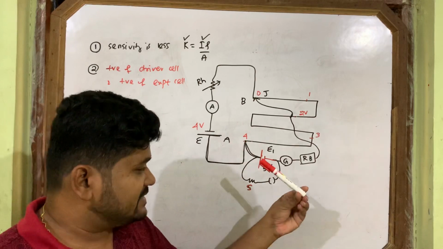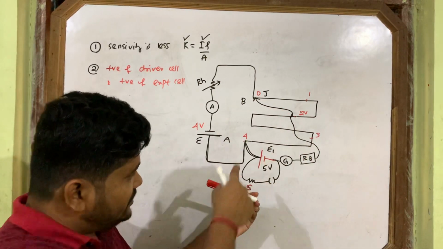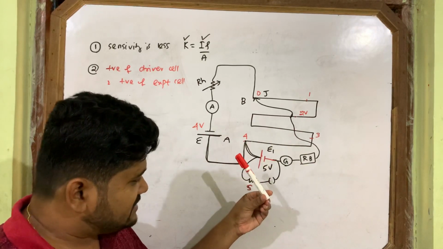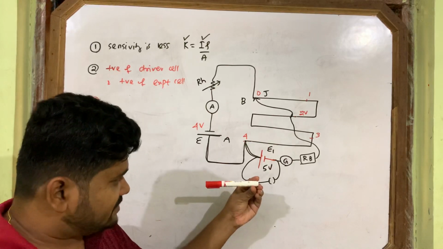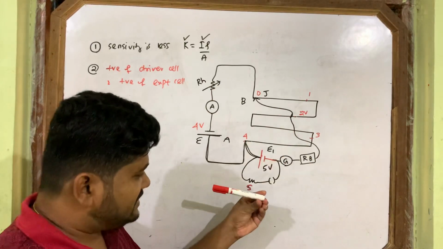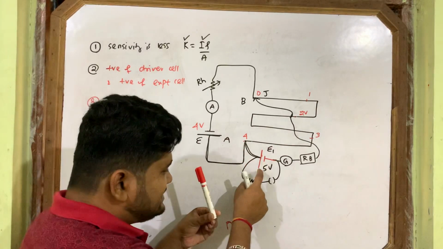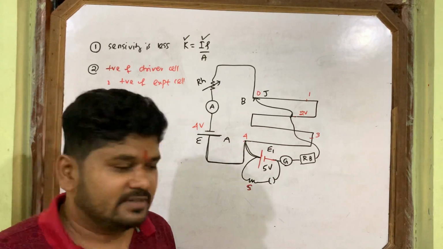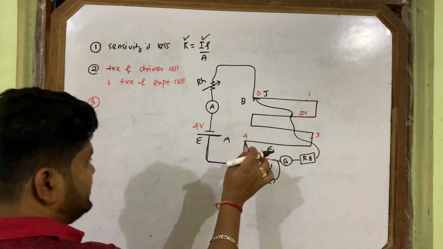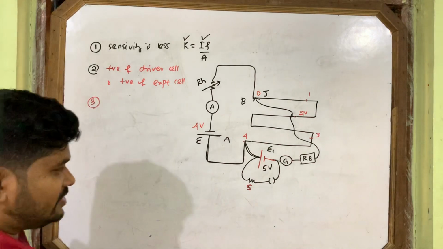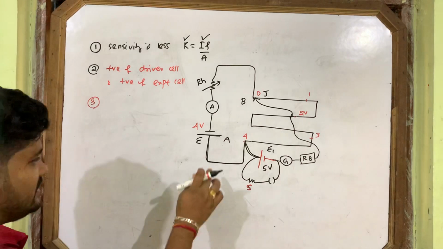At point A, the deflection is maximum, and as you go towards B, the deflection decreases, reaching its minimum at point B. At point A the deflection is maximum, and when you go forward it keeps decreasing, but it cannot go to 0 because this cell's EMF is more. So that is another condition: if you are not getting the null point and you see one-sided deflection, this cell's EMF may be more than the other cell's EMF.